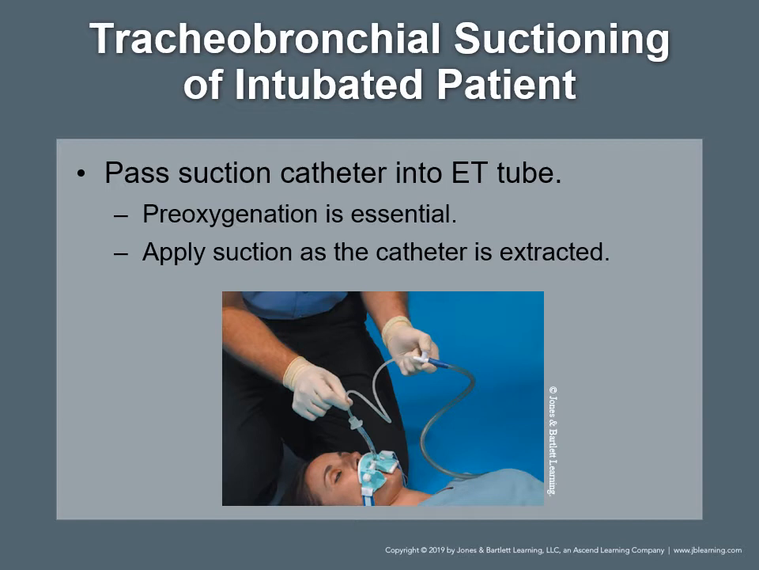Tracheobronchial suctioning of an intubated patient. Endotracheal, ET, intubation is a paramedic skill. Following intubation, fluids may occlude the ET tube. Advanced EMTs may assist with tracheobronchial suctioning of an intubated patient. Pass the suction catheter into the ET tube. Pre-oxygenation is essential before tracheobronchial suctioning. Apply suction as the catheter is extracted. Continue to ventilate and oxygenate the patient.